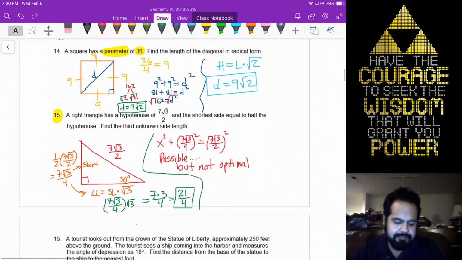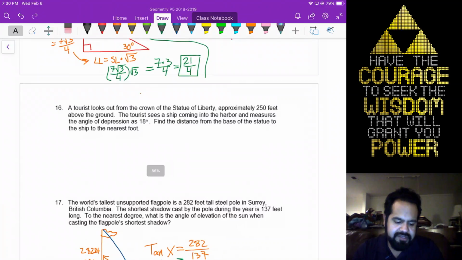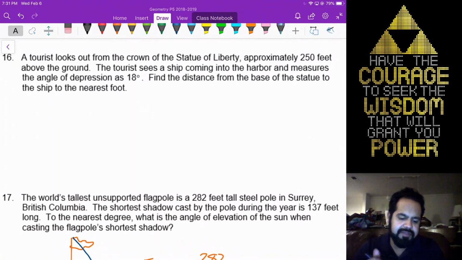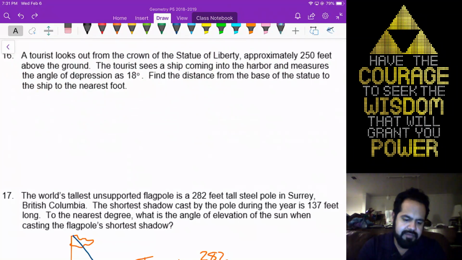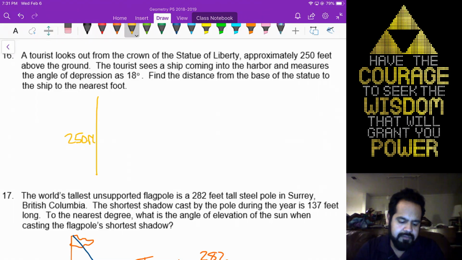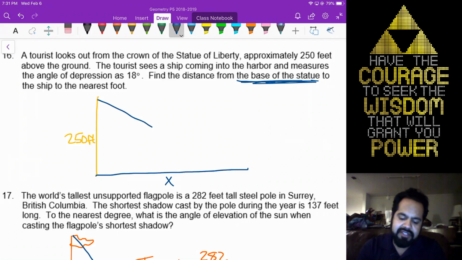That's a concept. Okay. Statue of Liberty, 250 feet above the ground. Again, don't worry about drawing, you're just getting an idea. The tourist sees a ship coming from the harbor. The angle of depression is 18 degrees. I want to find the distance from the base of the statue. So I want to find this distance here. And we know that the angle of depression is 18.